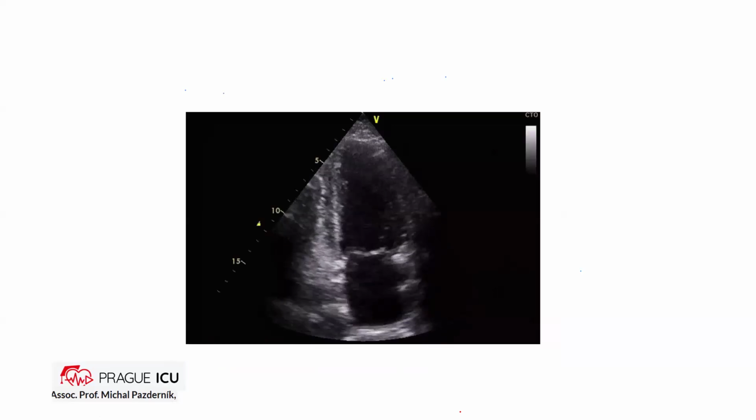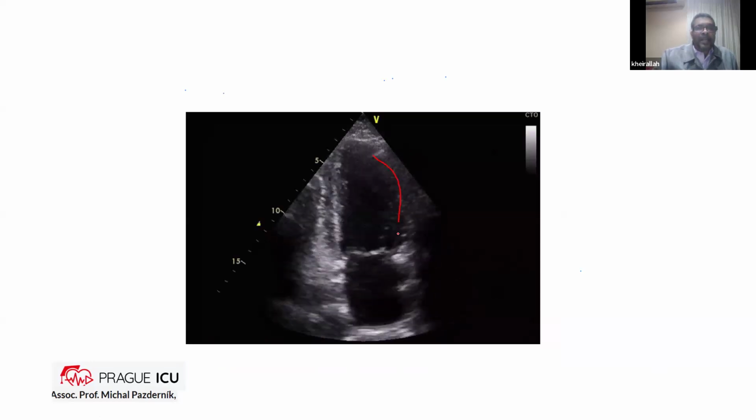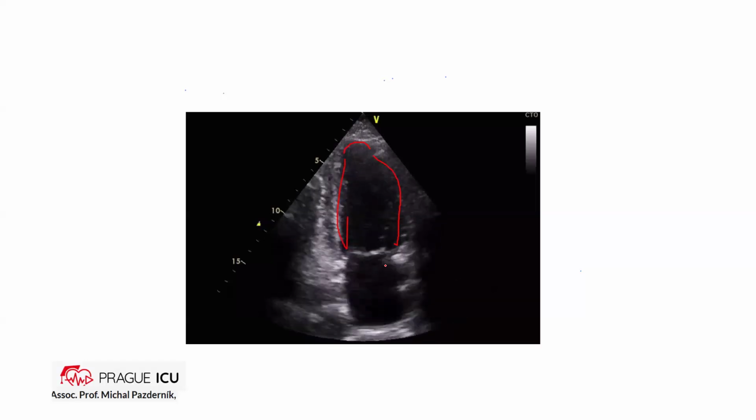Now, what do you think here? This is apical two-chamber view. In apical two-chamber view, we see two walls, anterior on this side, inferior on this side, and the apex here. So which one is hypokinetic? Anterior. Exactly. No, you are right. The inferior is hypokinetic. So this is inferior ischemia.